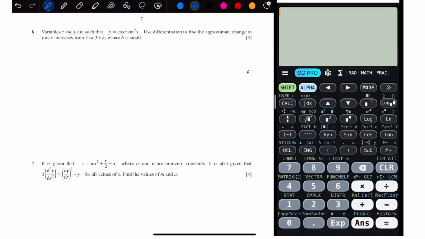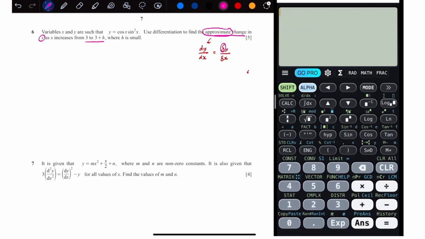Variables x and y are such that y is equal to cos x sine square x. Use differentiation to find the approximate change in y as x increases from 3 to 3 plus h. So whenever we see the word approximate here, we can straight away relate it to the formula dy over dx. The derivative of y will be equal to the approximation of y with respect to x. So the approximate, we can usually represent them by using the symbol sigma.